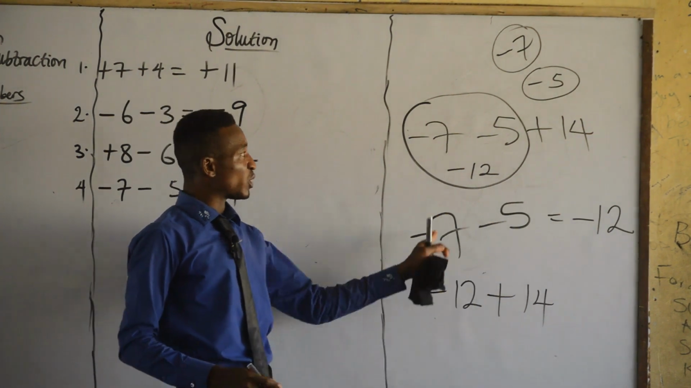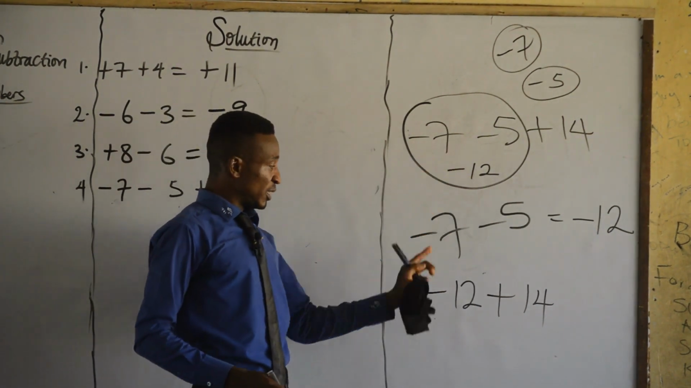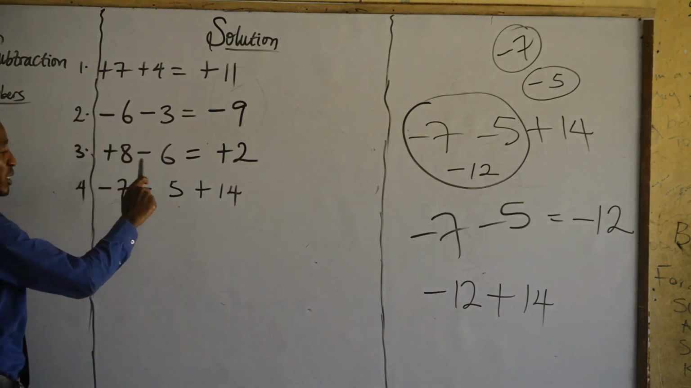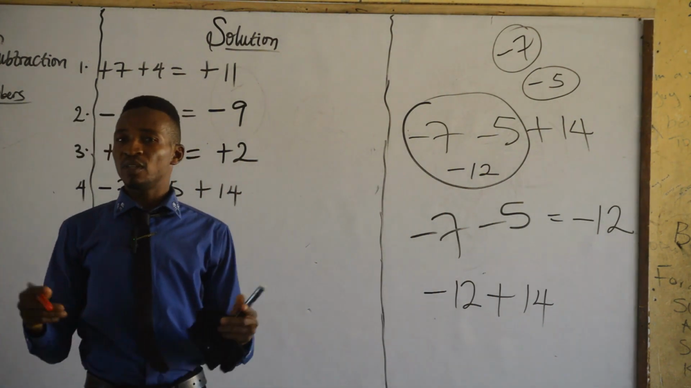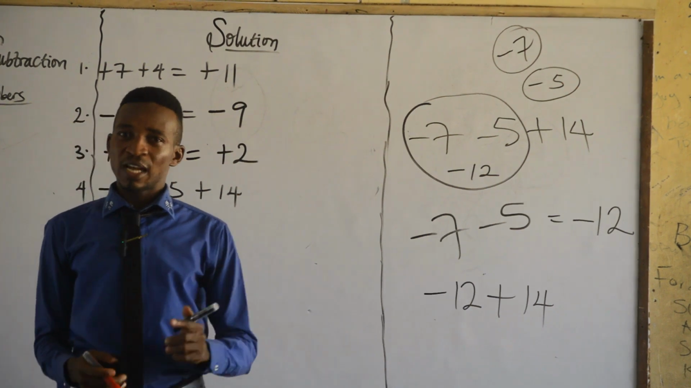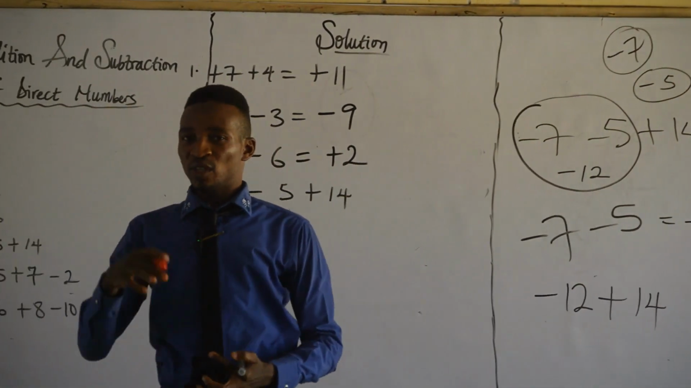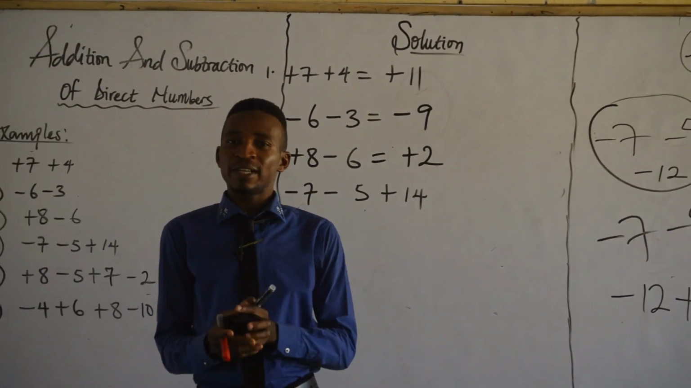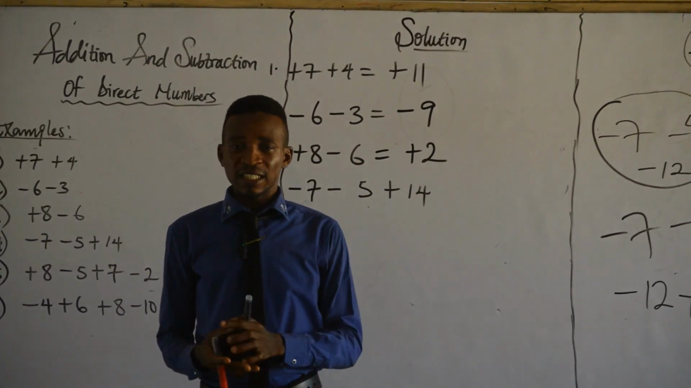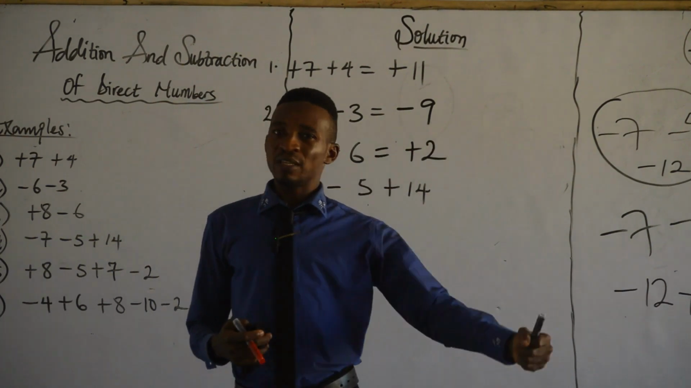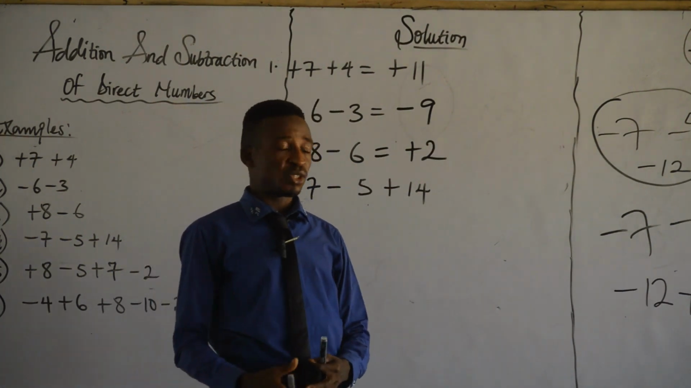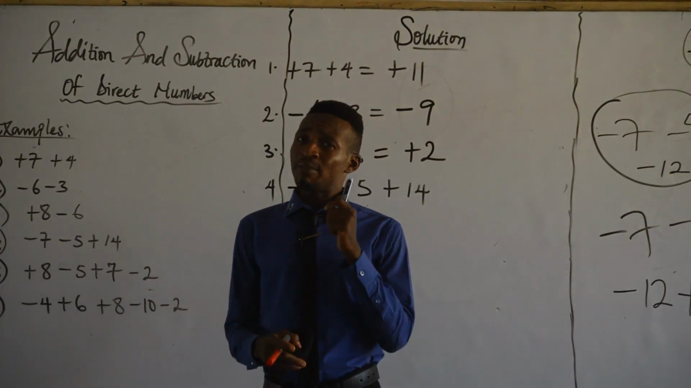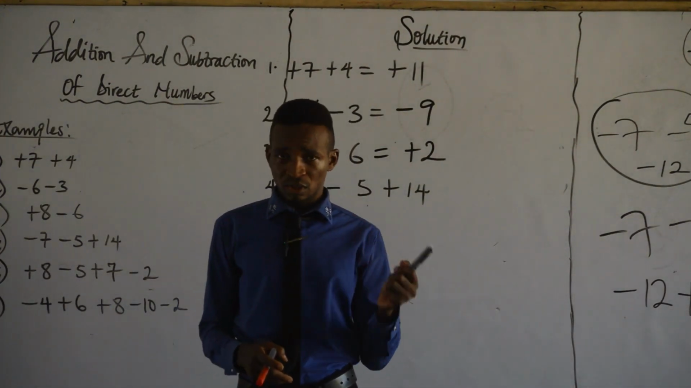That means this -12, which was gotten from -7 and -5, you have now reduced it to almost the same thing with the first 3 questions. -12 plus 14. -12, I'm owing somebody 12 naira. Plus 14, I'm having 14 naira in my pocket. Now, when you have 14 naira in your pocket, what you just need to do is this: give the 12 naira you are owing the person out of the 14 naira you have with you. After giving the person, you ask yourself, am I still owing the person or not?